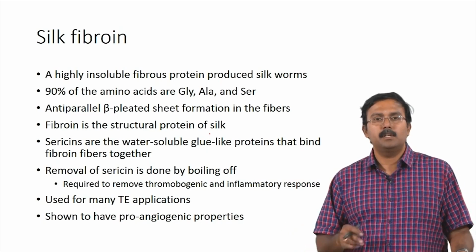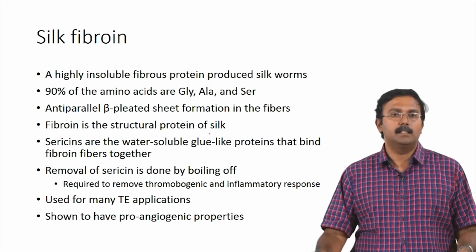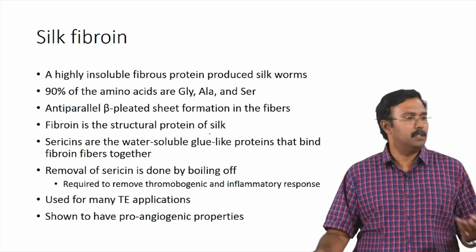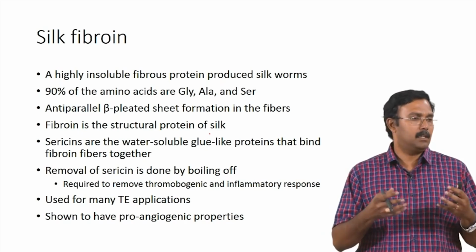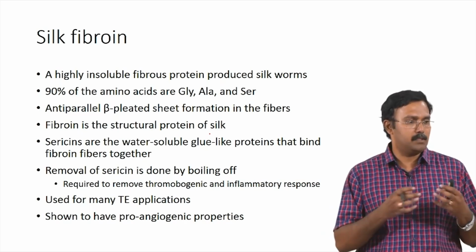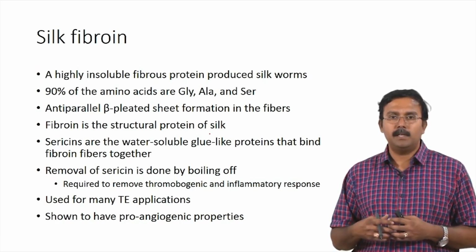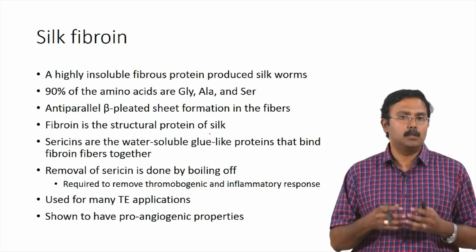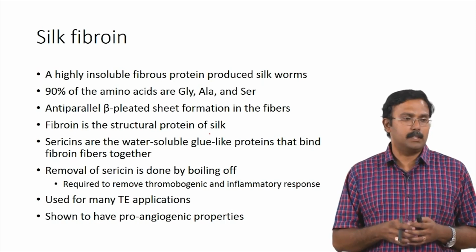90% of the amino acids are glycine, alanine or serine, and these form antiparallel beta pleated sheets which form the fibers. The silk actually contains two proteins. One is fibroin, which is the structural protein of silk, and you also have another material which is sericin. Sericin is a water soluble, glue-like protein that binds fibroin fibers together.